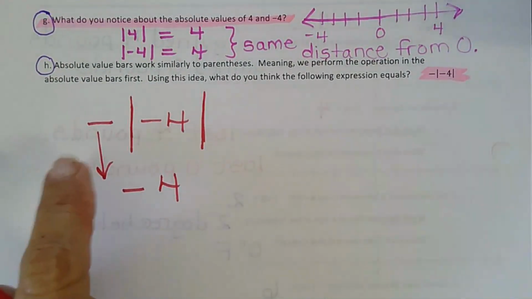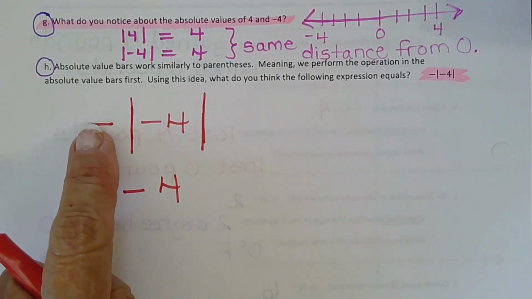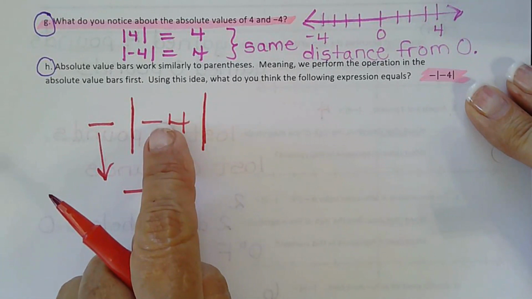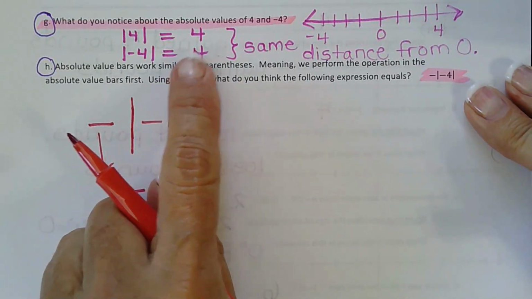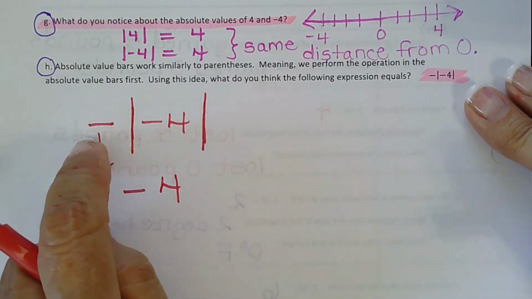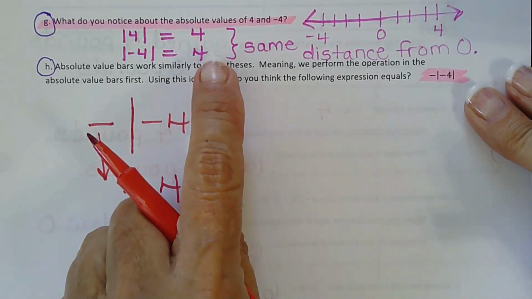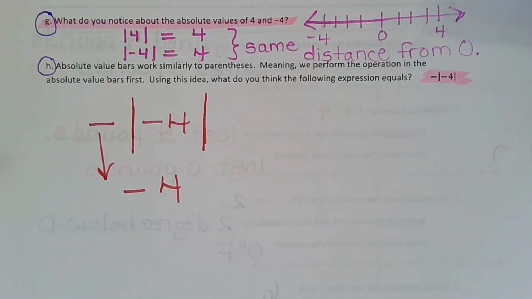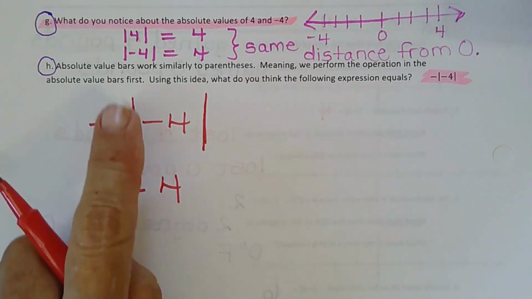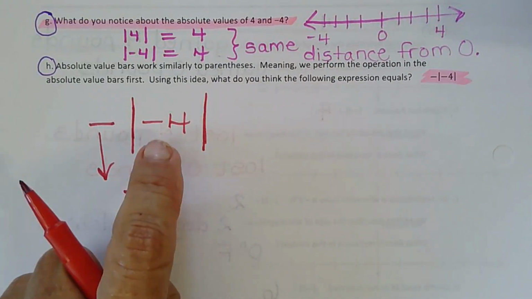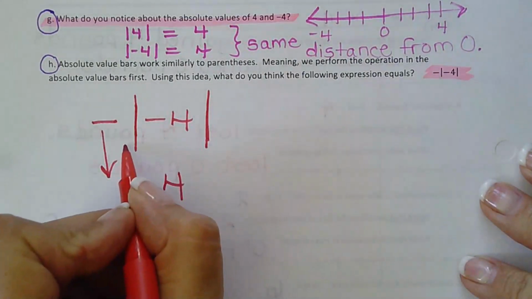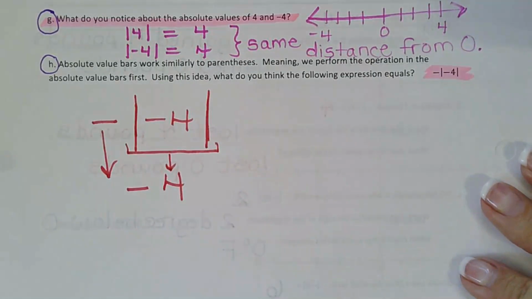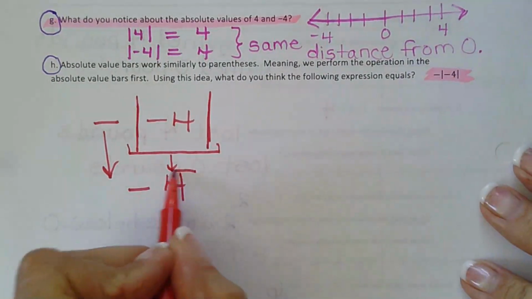This is read, by the way, the opposite of the absolute value of negative 4. Well, the absolute value of negative 4 is 4, and the opposite of 4 is negative 4. That's the official way to read that. The opposite of the absolute value of negative 4. So absolute value negative 4 is 4, and then we bring the negative down. So our answer would be negative 4.